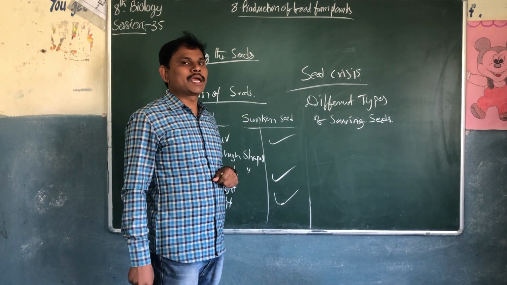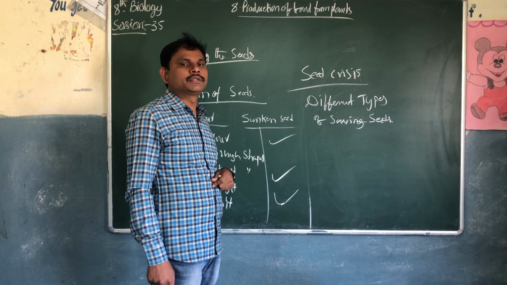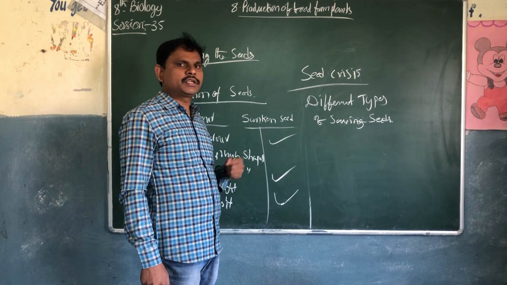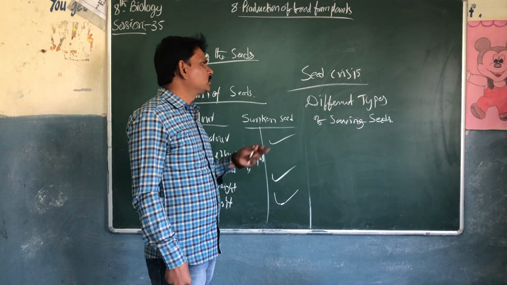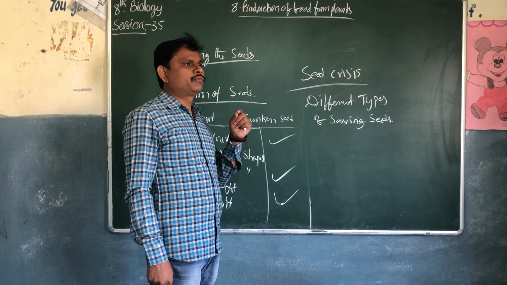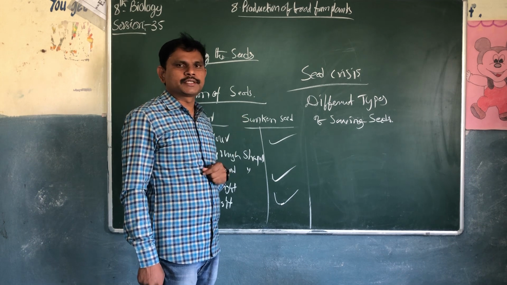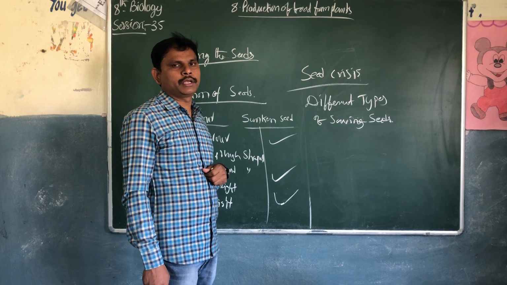Externally, they look like quality seeds, but internally they may have a different structure. They may not be good quality seeds. So with the seed crisis, farmers are not getting quality seeds in the markets, and they are facing so many problems.